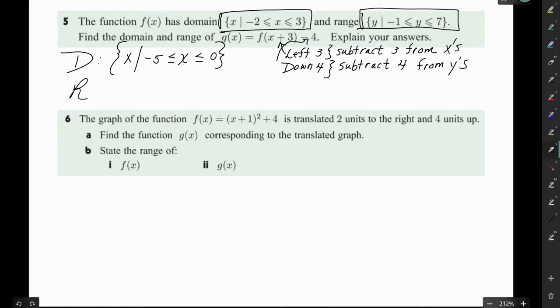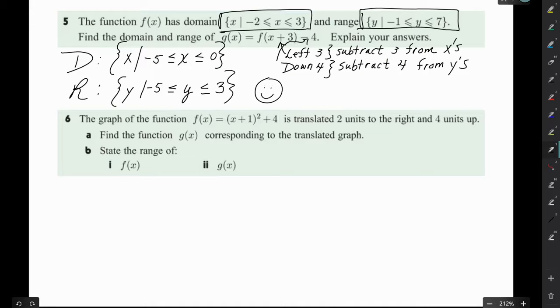All right, now we're going to rewrite our range. Y is from the set, and we have y is going to be greater than or equal to, or less than or equal to, our new values. Now remember, we're subtracting 4 from the y, so we have -1 minus 4 and 7 minus 4. So that's going to give us -5 and 3. All right, not so bad.